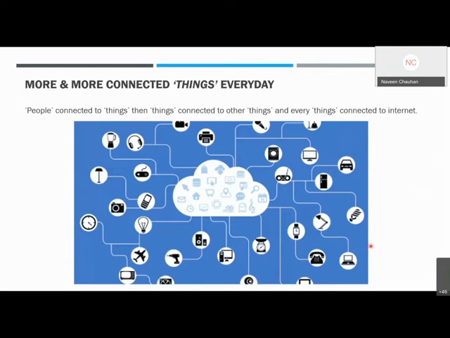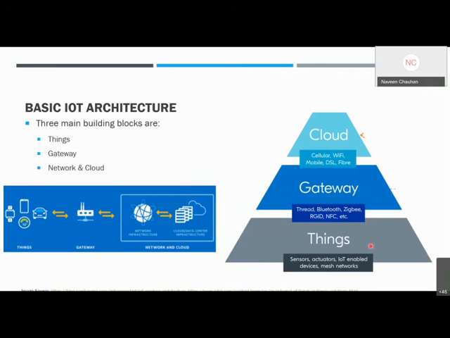From this particular diagram, you can think of connecting different things, be it a fridge, a washing machine, your television, a watch, your landline phone, or anything other than that. You are talking about connecting these things over the network.